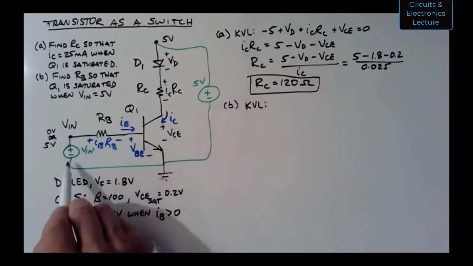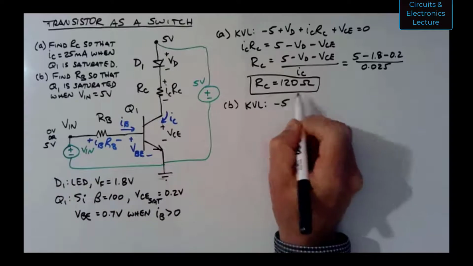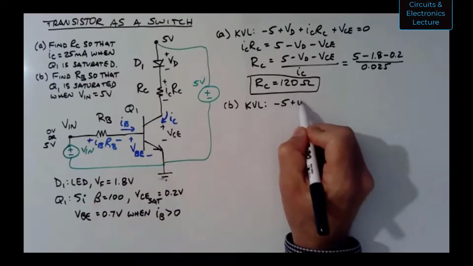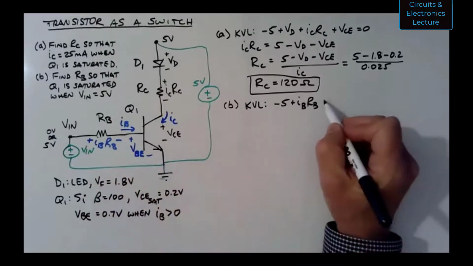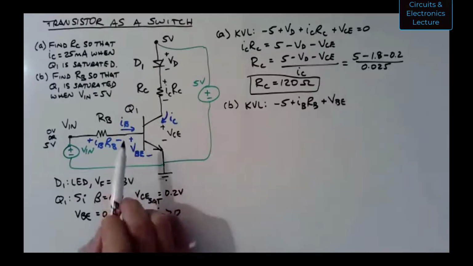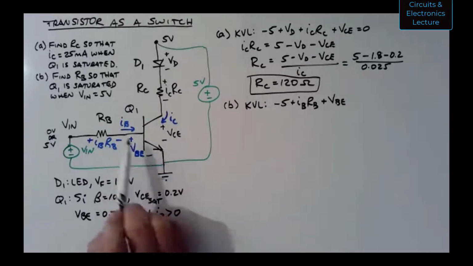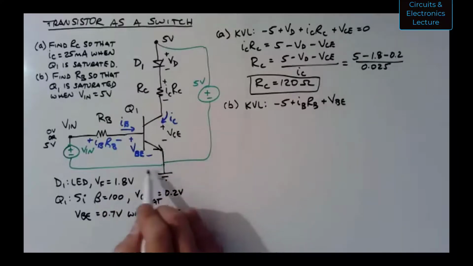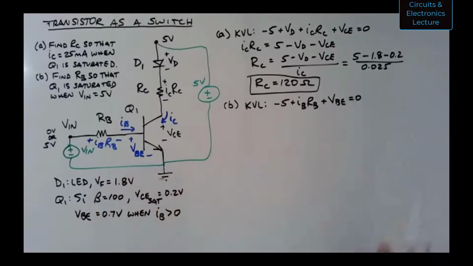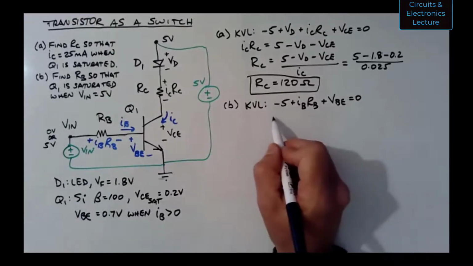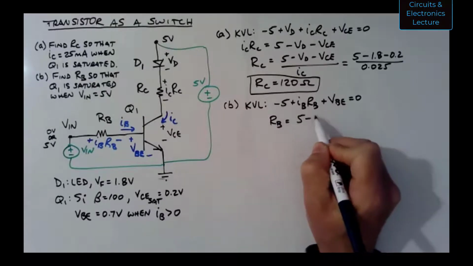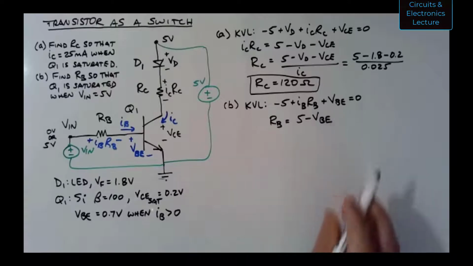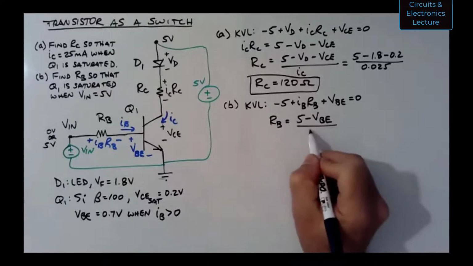So let's write that KVL: minus 5 plus IB RB plus VBE, right? I went from the base node to the emitter node, so that would be VBE. And now I'm back to the starting point, equals 0. Okay, so I can solve for RB. RB is going to be 5 minus VBE over IB.